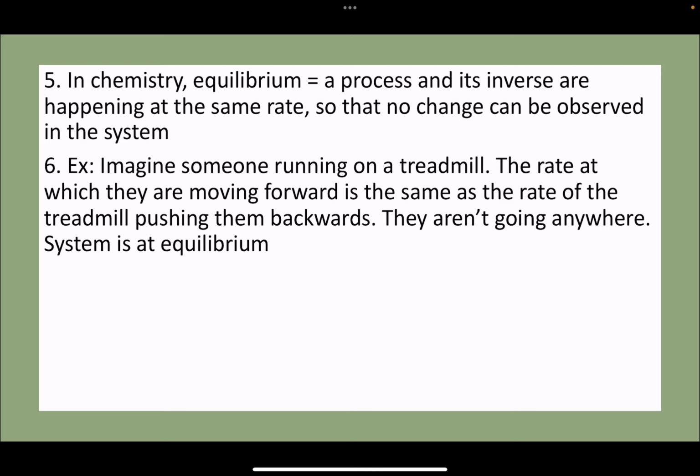And the reason for this is that the treadmill keeps pushing them backwards at the same rate that their legs are pushing them forwards. The forward force and the backward force are the same, and since they are pushing in opposite directions, they cancel each other out. This is why a person running on a treadmill doesn't actually move through their room or the gym where the treadmill is located. The person can therefore be said to be at equilibrium, and a system trying to study the movement of this person through space would conclude that the system itself is at equilibrium. Why? Because the process of moving forwards and its inverse, the process of moving backwards, are canceling each other out.